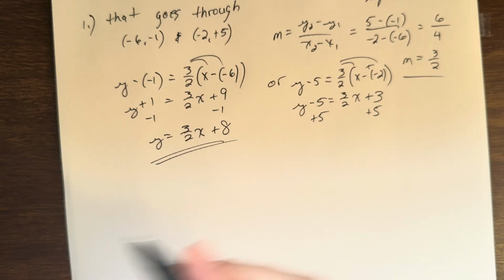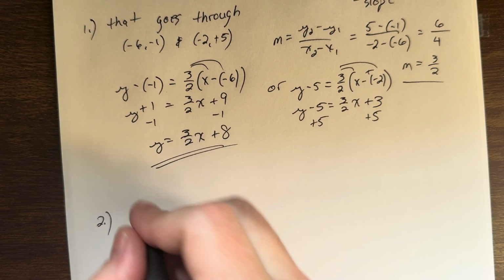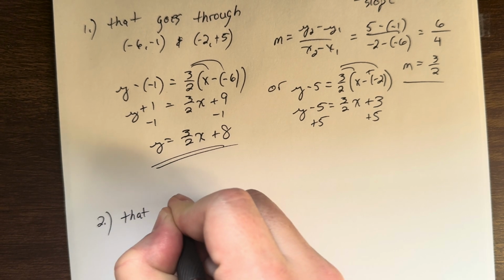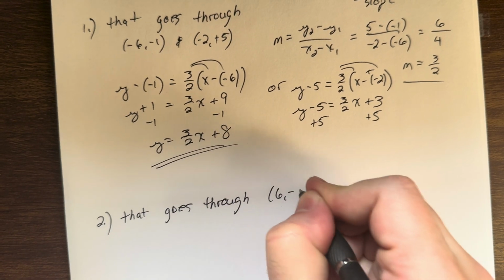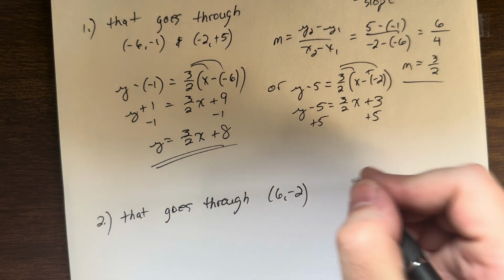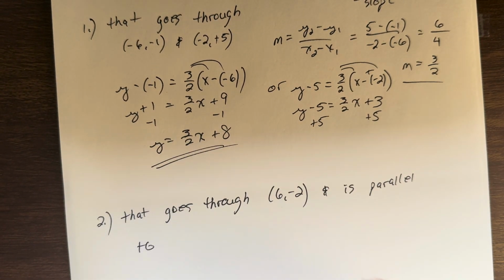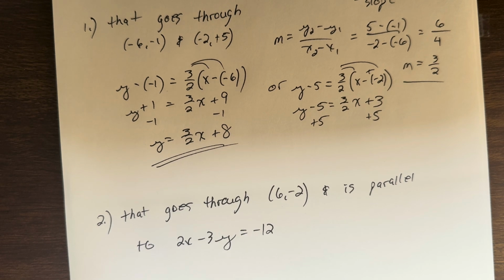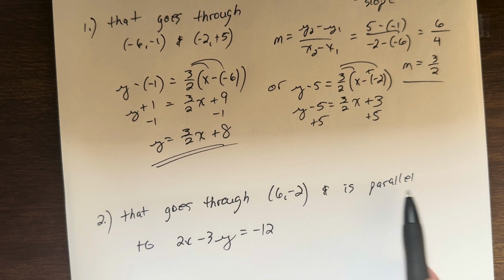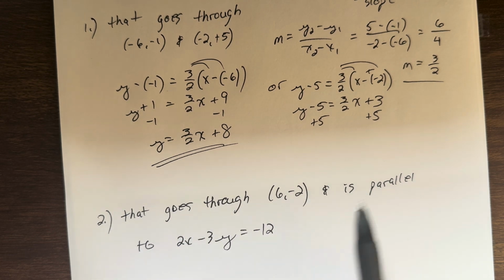Still finding the equation of a line, but now number 2, and this is where we'll do 2 parts. Let's find the equation of the line that goes through the point 6 comma minus 2, and is parallel to 2x minus 3y equals negative 12. In a few moments, we'll come back and redo it as perpendicular to this line instead of parallel, but let's start here. What do I know?